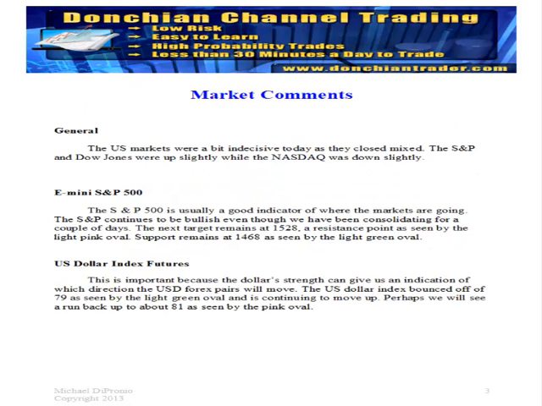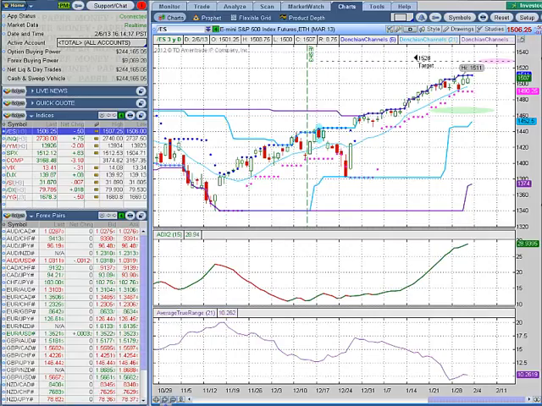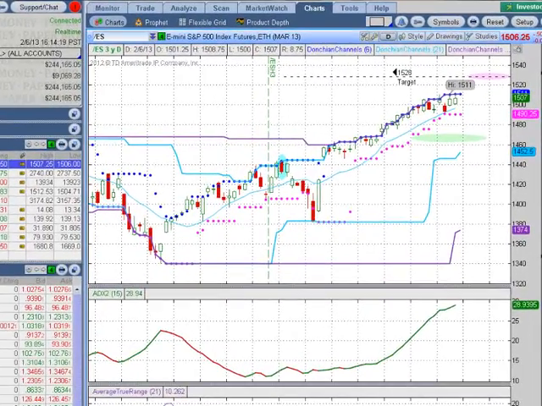The U.S. markets were a bit indecisive today as they closed mixed. The S&P and Dow Jones were up slightly while the Nasdaq was down slightly. Here's the price chart for the E-mini S&P 500 Index Futures. The S&P 500 is usually a good indicator of where the markets are going.